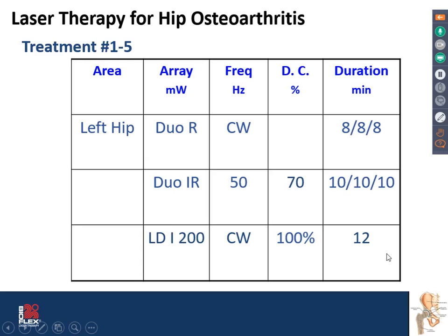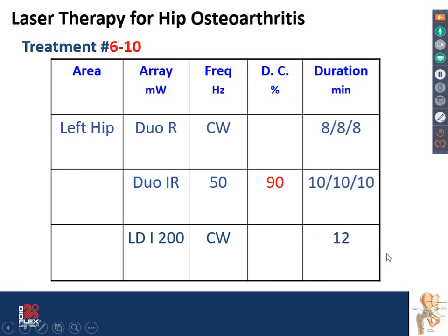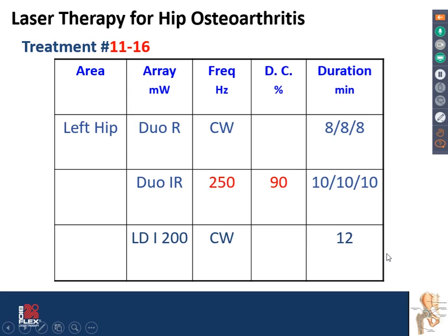We approached the treatment similarly to the previous protocol at 8 minutes and 10 minutes, 50-70. So similar kind of scenario. From there, we went up to 50-90 for infrared. Again, the LDI 200 was at 12 minutes. So again, fairly long at 100%. We then got up to treatments 11 to 16, 250-90. And she was responding quite well to that. We finished off well over 20 visits.